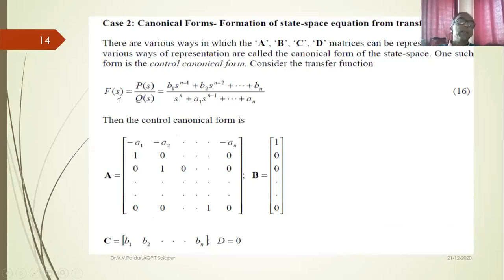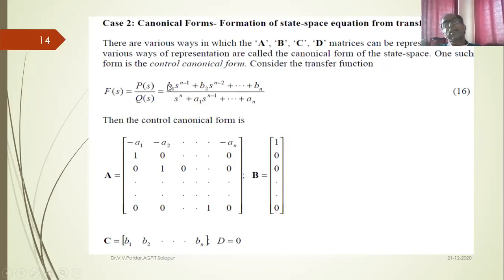Consider the transfer function F(s) equal to output by input, P(s) by Q(s), equal to b1 into s to the power n minus 1 plus b2 into s to the power n minus 2 plus dot dot dot plus bn. Like, I have got a transfer function as 2s cube plus s square plus 3s plus 50. So we have to identify what the b1, b2 coefficients are.